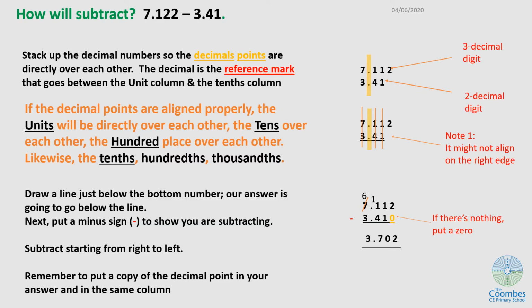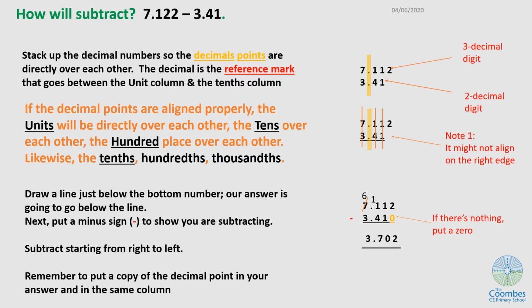So how do we go about subtracting 7.122 take away 3.41? Now the first thing I need to do is to stack up the decimal numbers so the decimal points are directly over each other. Now this is what I call the reference mark. And when you do that, you'll see that the units column are aligned, the tenths are aligned, the hundredths are aligned, and the thousandths are aligned.